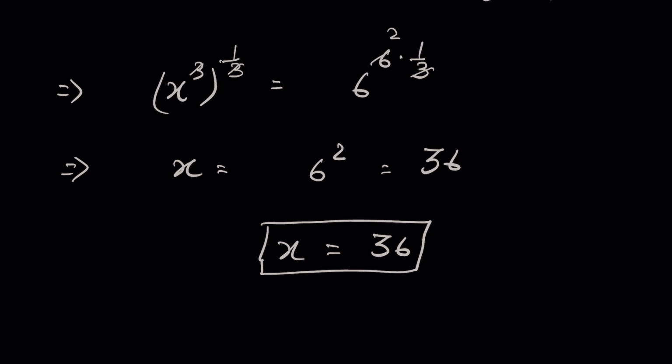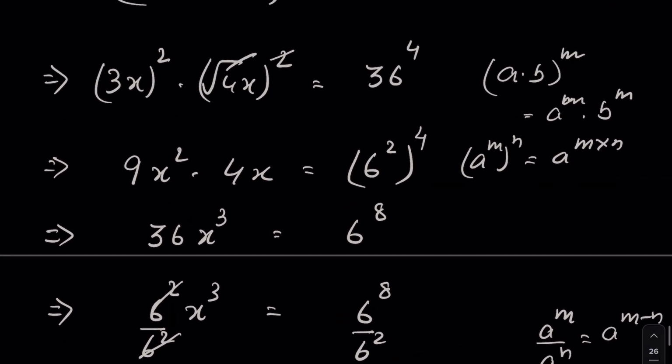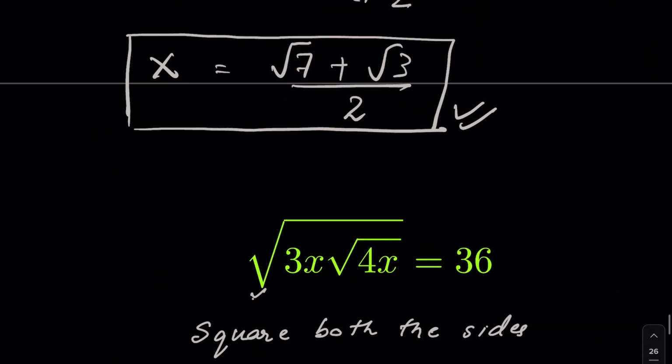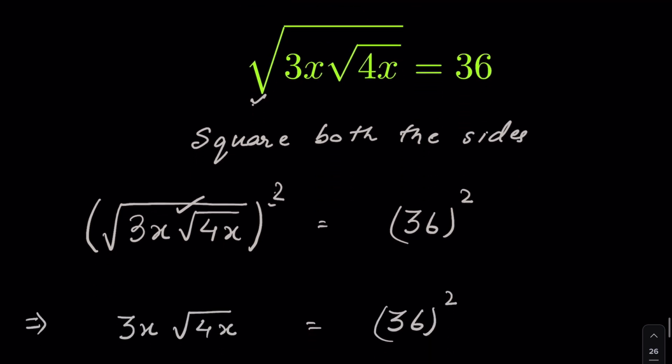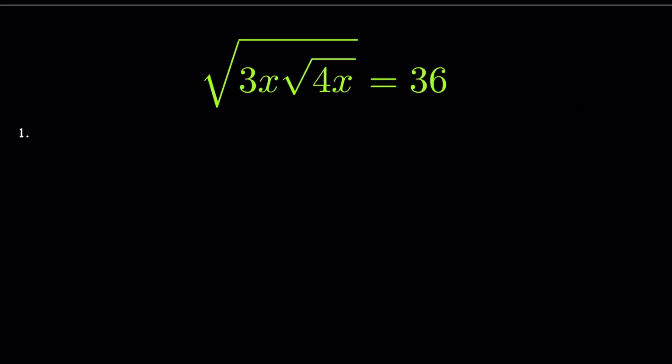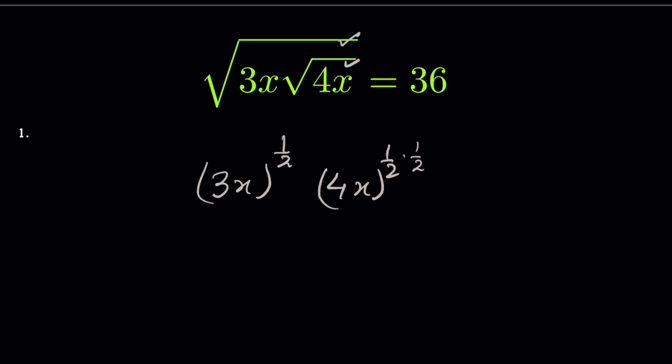There is another method that we can solve this using the property of square root. A is raised to the power of 1/2. So this means 3x is raised to the power of 1/2, and then 4x is raised to the power of 1/2 for this square root, and 1/2 for this square root is equal to 6 squared.